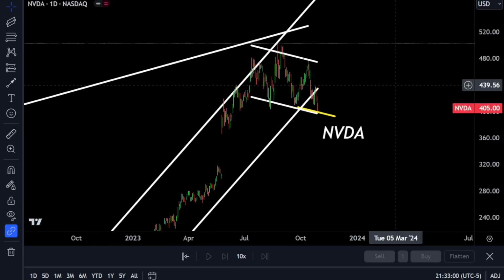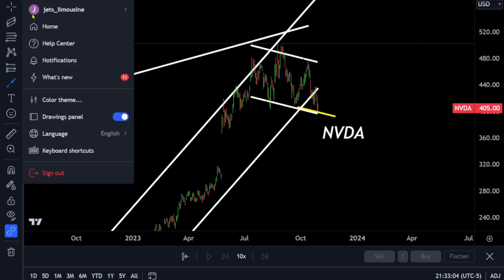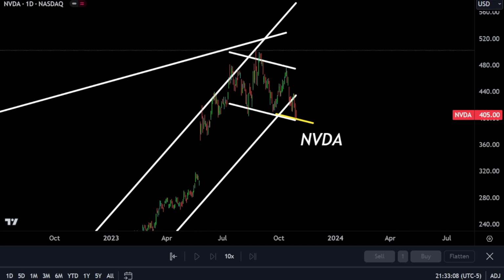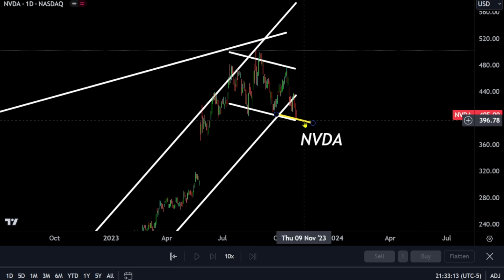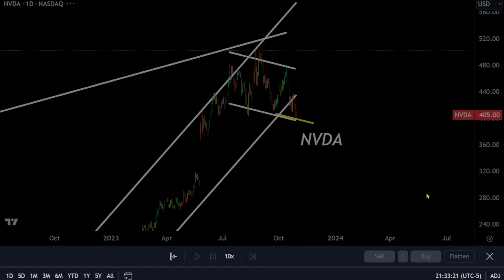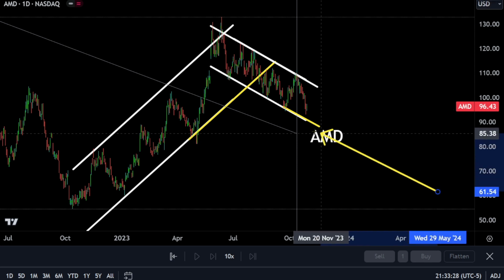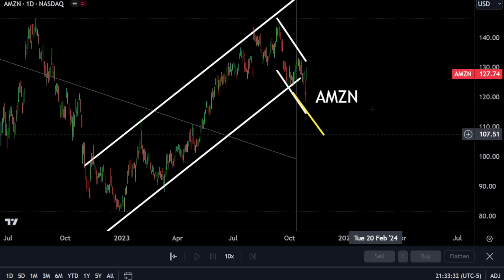So now look, NVDA is on support, right? So actually let me take out my drawing panel. So NVDA is at support. So if it's at support, pretty much you have to look at other stocks too. Like NVDA is at support. So if you go to AMD, right? AMD is at support.